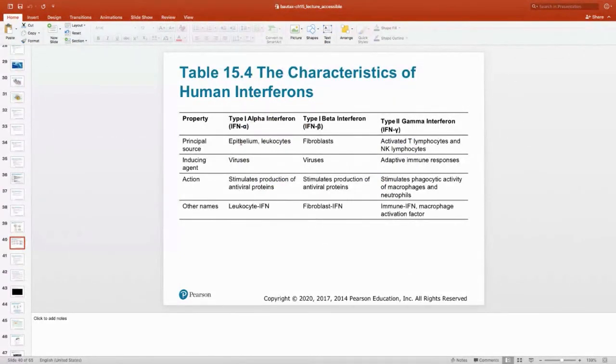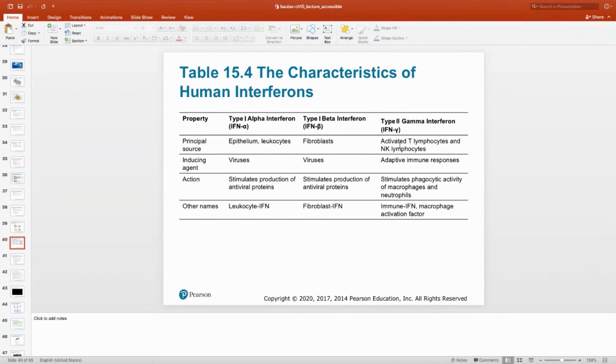So alpha and beta interferons are produced. Type 1 is produced in the epithelium and in leukocytes. It's induced by viruses. It stimulates the production of antiviral proteins, and a name of it is leukocyte interferon. And then the second type, beta interferon, is produced by a different kind of cell, fibroblasts. And so it does the same thing, but it's got a name of fibroblast interferon.